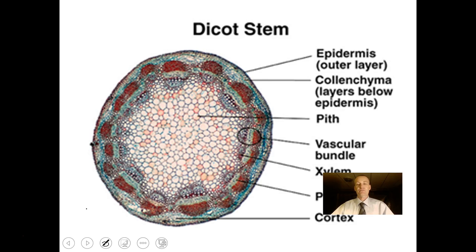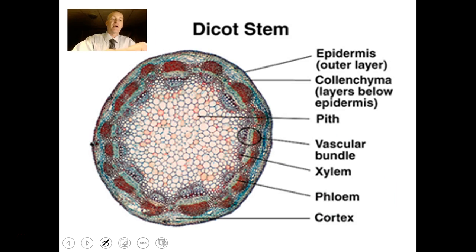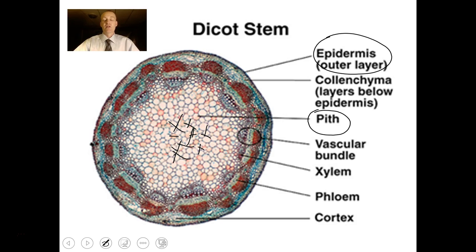So this is a dicot stem. Just as we looked at dicot roots and monocot roots, you should be familiar with what a dicot stem looks like. It does have an epidermis. It does have an inner pith. This is typically made of dead cells that may just be supporting. They're lignified and supporting the upright structure.